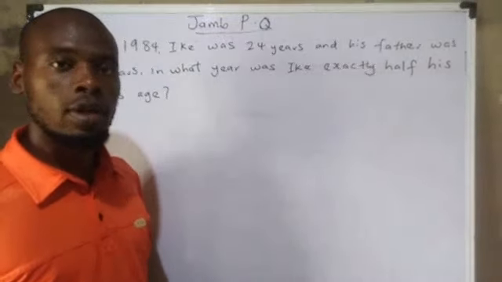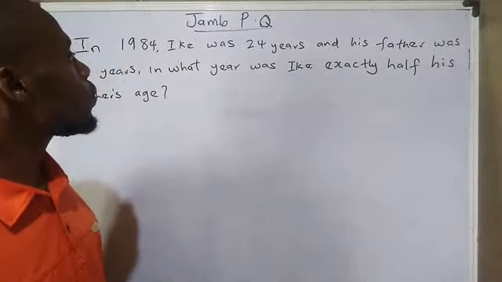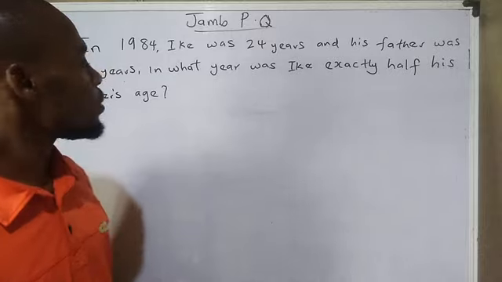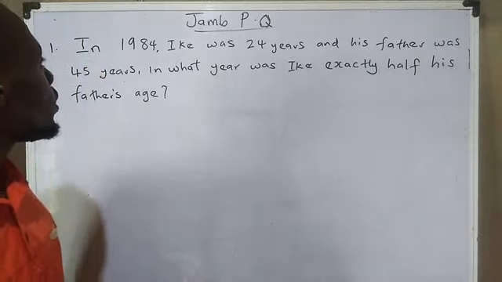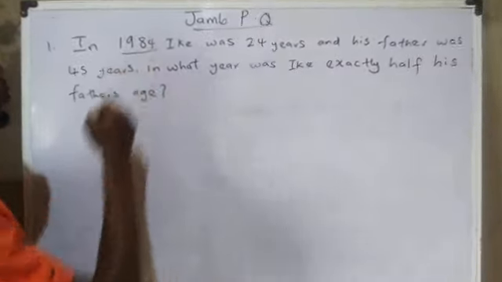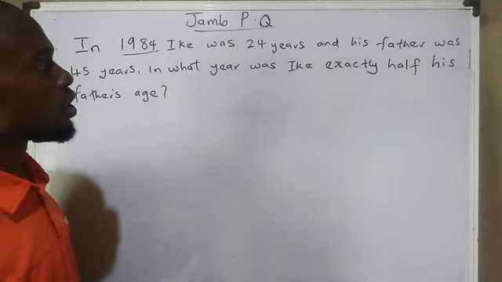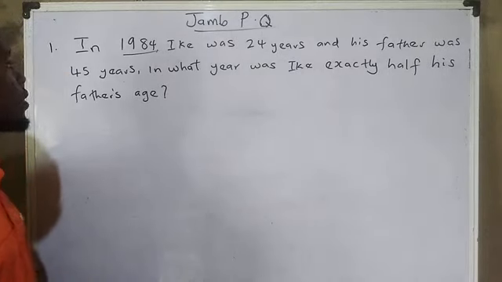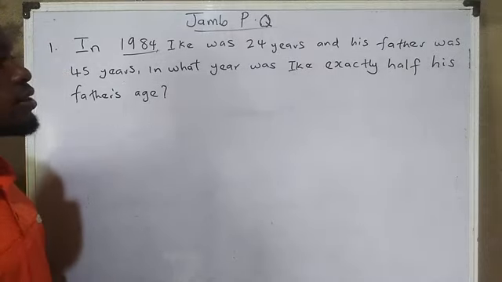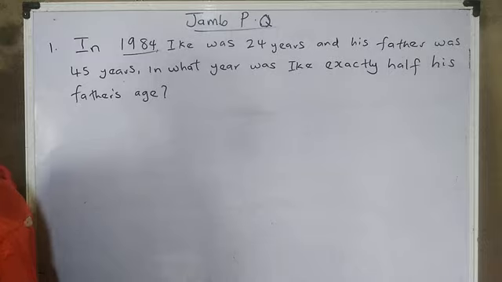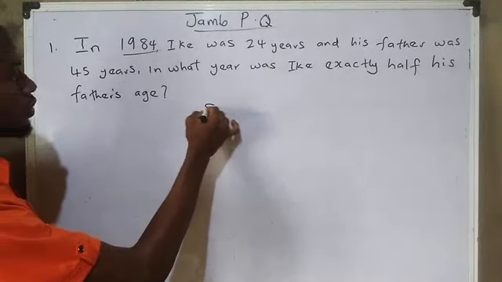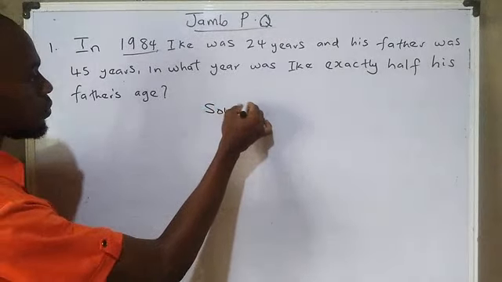Hello everyone. In this video, we are going to tackle this question. It's a word problem and it says in 1984, Ike was 24 years and his father was 45 years. In what year was Ike exactly half his father's age? So, here is the solution to the question.